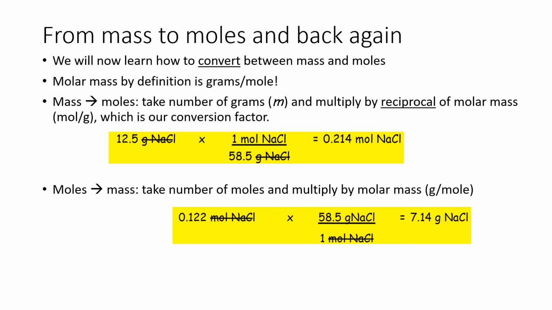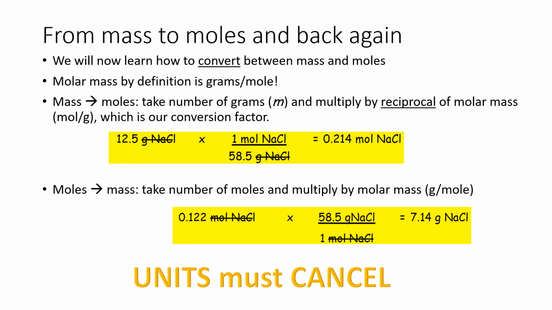Now we can do the reverse. We can go from moles to mass. In that case, we multiply the moles we're given, 0.122, by the molar mass as written, 58.5 grams NaCl per mole of NaCl, and we get 7.14 grams. Units must cancel. You have this molar mass, right? And you just have to decide whether moles need to be on top or grams need to be on top so that when you multiply out, your units cancel appropriately and you get to the unit you want for your answer, ensuring that your numerical quantity will be correct.